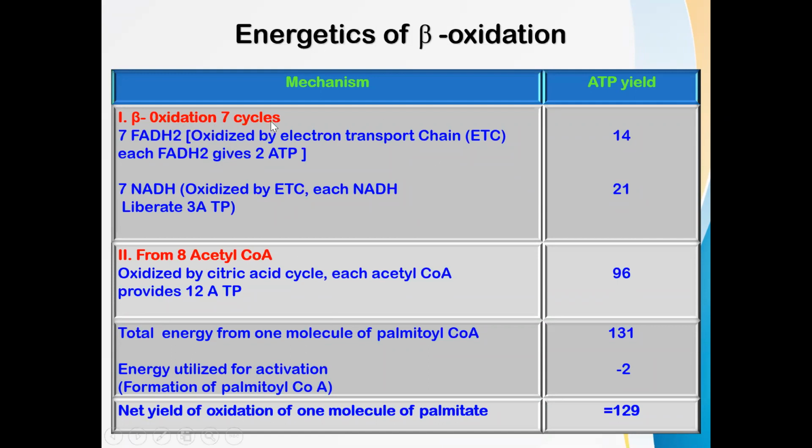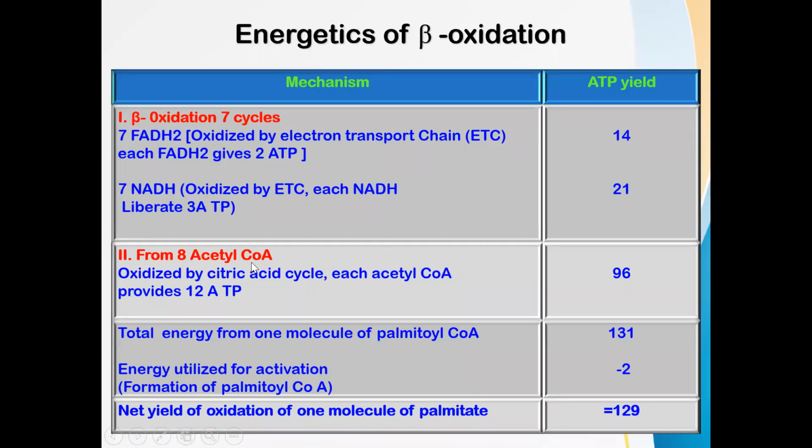So beta oxidation involves 7 cycles. When the fatty acid is palmitic acid, 7 cycles form 7 FADH2. This FADH2 is oxidized by the electron transport chain and gives rise to 2 ATP each, so 7 FADH2 give 14 ATP. And 7 NADH2 molecules are formed, oxidized by the electron transport chain, and each liberates 3 ATP. So 21 ATP are formed.